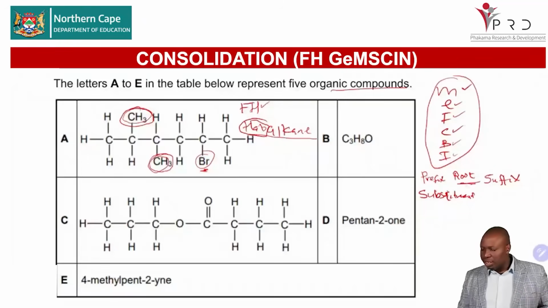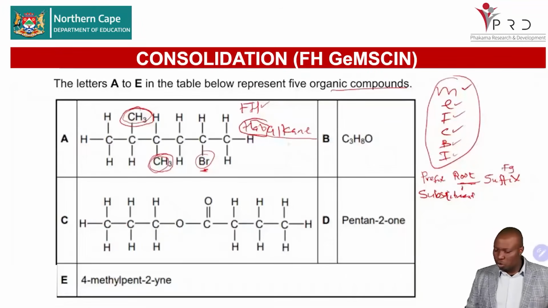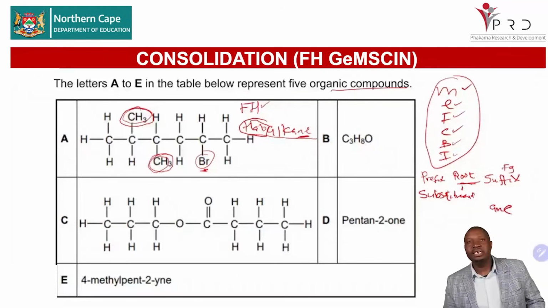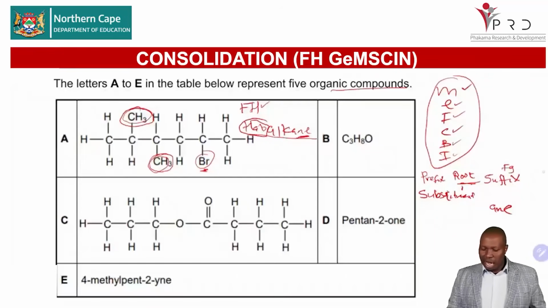The root is the longest carbon chain. We're going to look at the longest carbon chain. The suffix is the functional group. So which family does this belong to? You said it's a haloalkane. Definitely they belong to the family of alkanes. So it's an ane. That is the suffix. Ane is the suffix of haloalkanes. So it's an ane. Root: how many carbons do we have in the longest carbon chain?